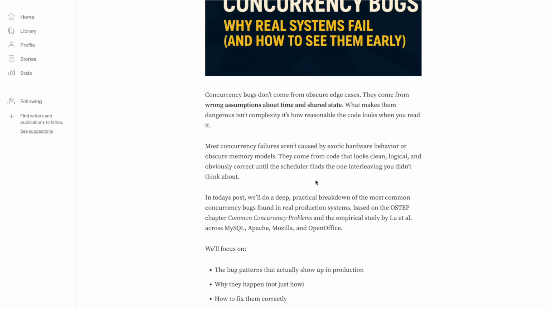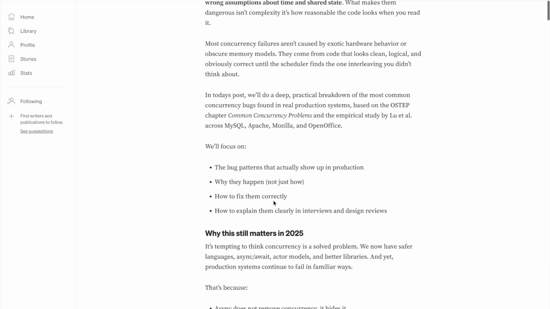So in today's post, we will do a very deep practical breakdown of the most common concurrency bugs found in real production systems. This is based on a book which I was reading. From that, there is a chapter called Common Concurrency Problems, a study done across MySQL, Apache, Mozilla and OpenOffice. So the focus of this blog is the bug patterns that actually show up in production, why this happened, not just how, and how to fix them correctly, and how to explain them clearly in your next interview or design review meetings.